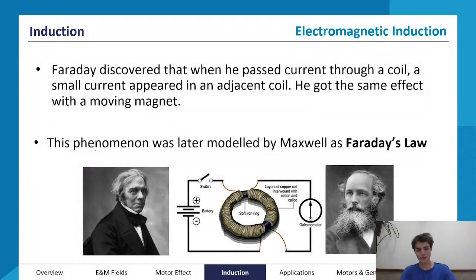So just to recap so far, we've got electric fields, the things that are around anything that has a charge. We've got magnetic fields, which are produced whenever a charge starts to move. We've got the motor effect, which is whenever we have a current in a magnetic field. And now we're moving on to induction.